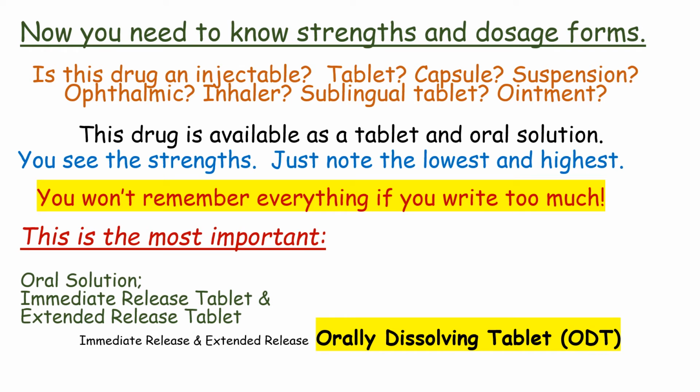So what's most important is that it's an oral solution. It comes as an immediate release tablet and extended release tablet, and we'll talk about that in more detail once we're back in class next, pharmacology, or at the end of the sequence, or throughout, even if it's off campus. The immediate release and extended, and then the third form, it's immediate release and extended release in orally dissolving tablets. These are tablets that dissolve on top of the tongue. If it was put under the tongue, it would be sublingual.